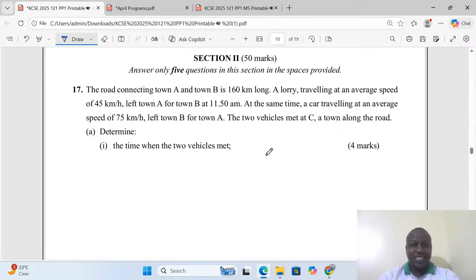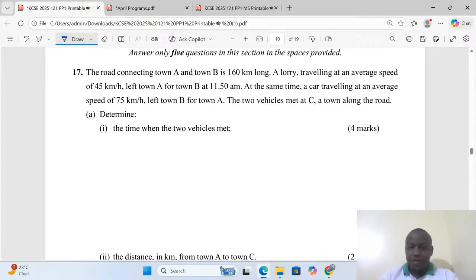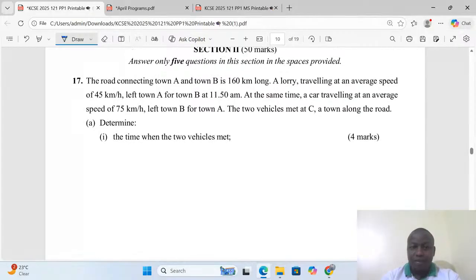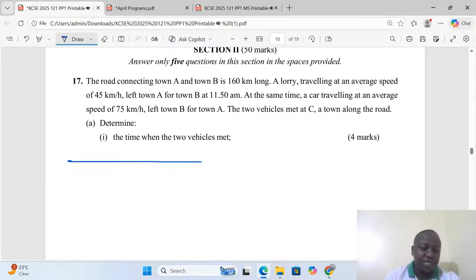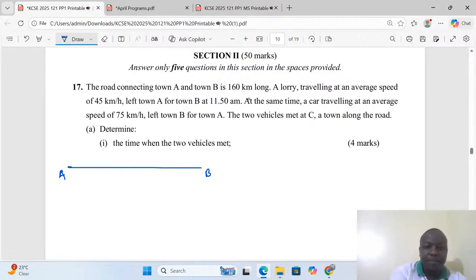So let's look at the first part. This is called relative speed, and the vehicles are approaching one another. Therefore, when we talk about relative speed, it means the addition of the two speeds. We have a town that we call A, another town that we call B. The distance between them is 160 kilometers long.